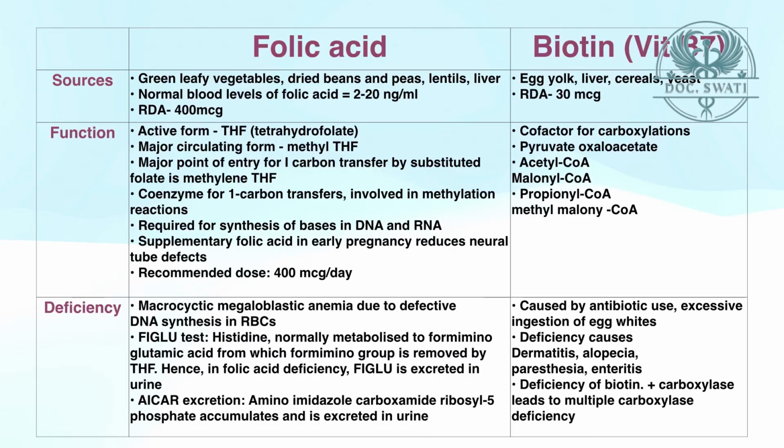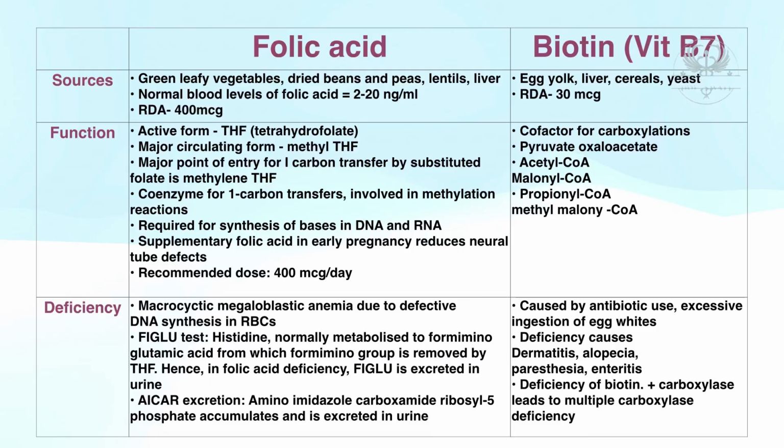AICR excretion: aminoimidazole carboxamide ribosyl 5-phosphate accumulates and is excreted in urine. The deficiency of biotin is caused by antibiotic use and excessive ingestion of egg whites. Deficiency causes dermatitis, alopecia, paresthesia and enteritis. Deficiency of biotinidase or holocarboxylase synthetase leads to multiple carboxylase deficiency.